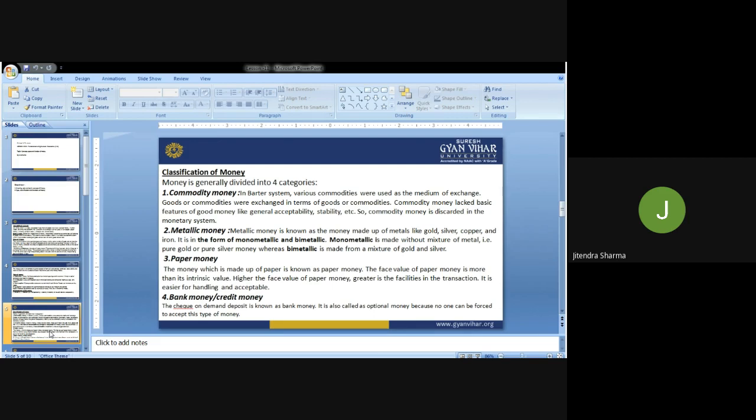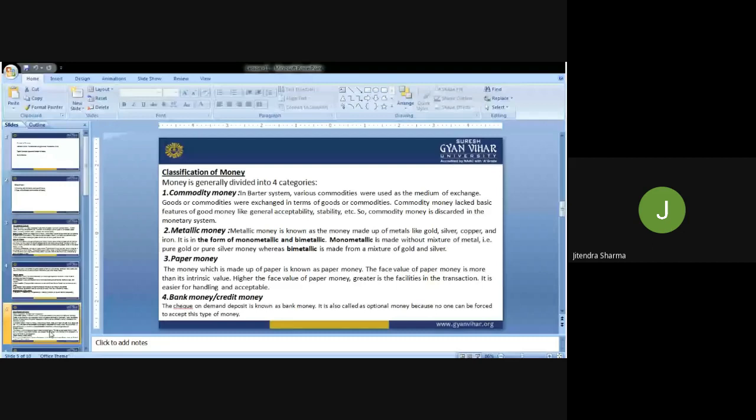Now the paper money, the third one, which is very important and which is still in practice. The money which is made up of paper is known as paper money, to whom we are calling the notes in rupees. The face value of paper money is more than its intrinsic value. Higher the face value of paper money, greater its facility in the transaction. For example, a 2000 rupees note is more valuable as compared to 500 rupees or 100 rupees. So it means the face value of the rupees is taken into account over here. It is easier to handle, and it is acceptable also in transactions.